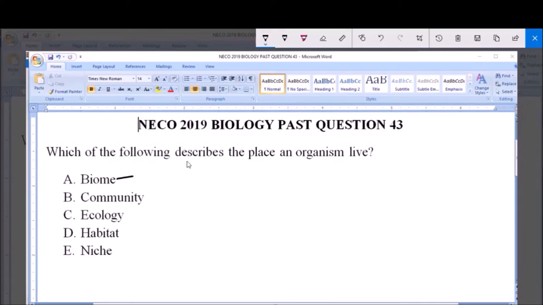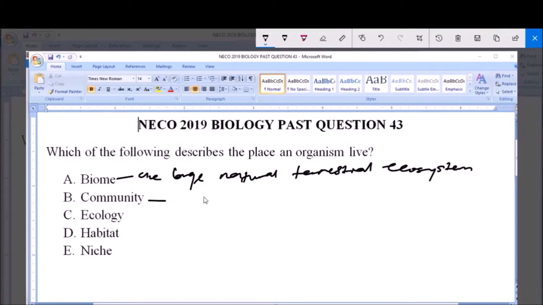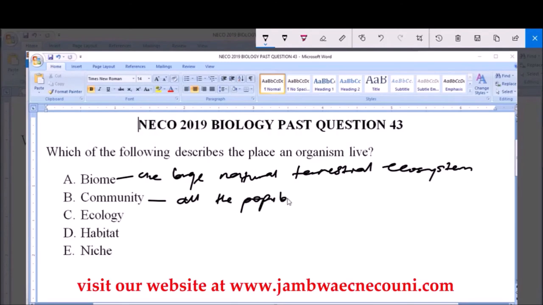Now, biomes are large natural terrestrial ecosystems. They are large natural terrestrial ecosystems. Then community. Community is made up of all the populations of living organisms.